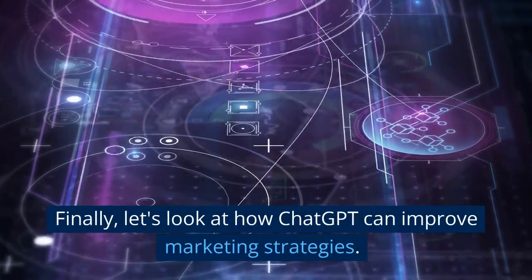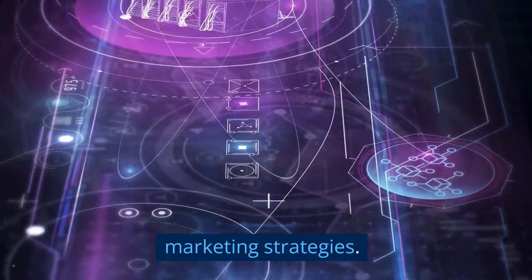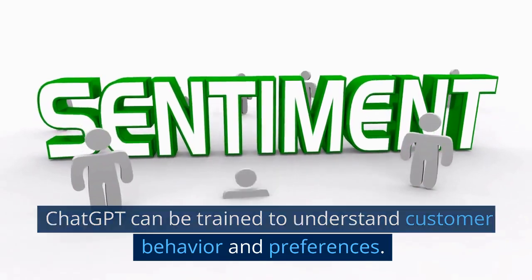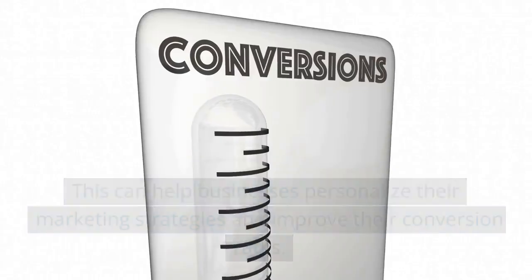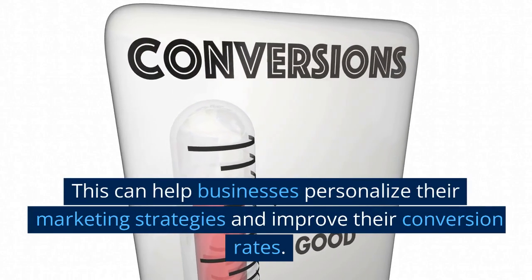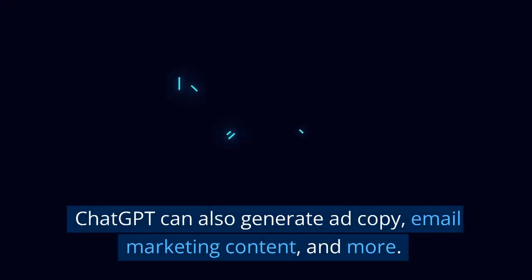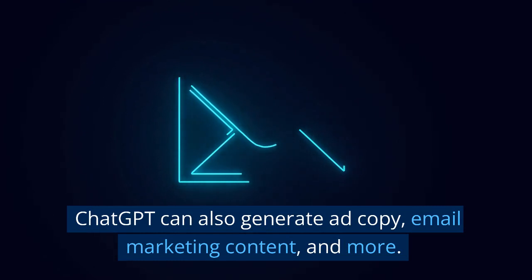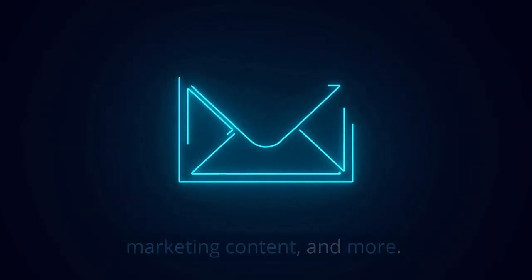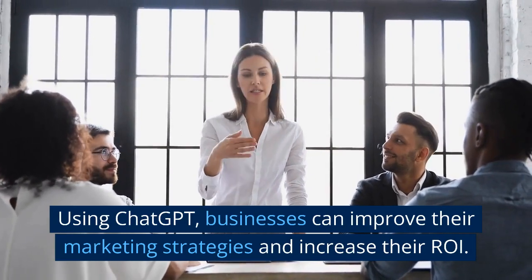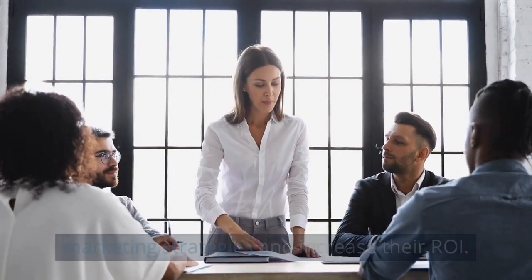Finally, let's look at how ChatGPT can improve marketing strategies. ChatGPT can be trained to understand customer behavior and preferences. This can help businesses personalize their marketing strategies and improve their conversion rates. ChatGPT can also generate ad copy, email marketing content, and more. Using ChatGPT, businesses can improve their marketing strategies and increase their ROI.